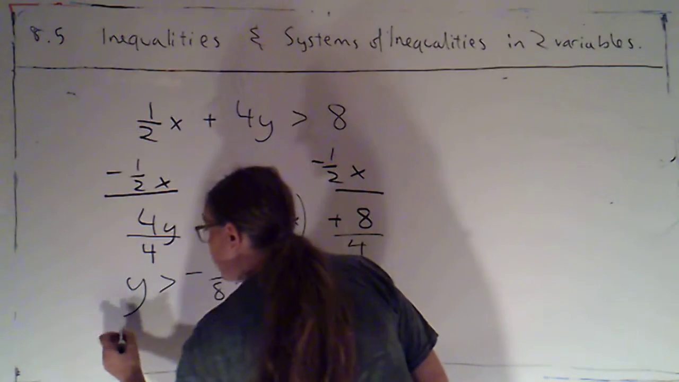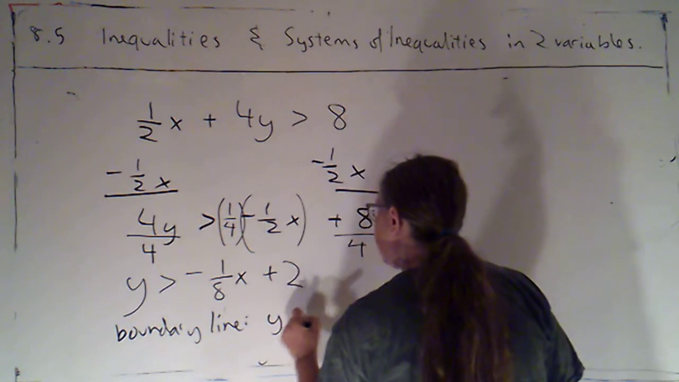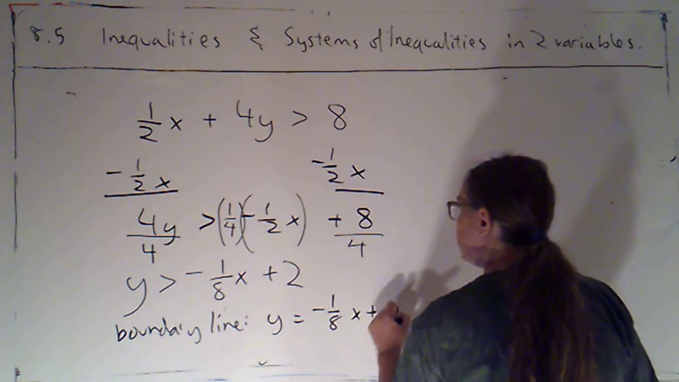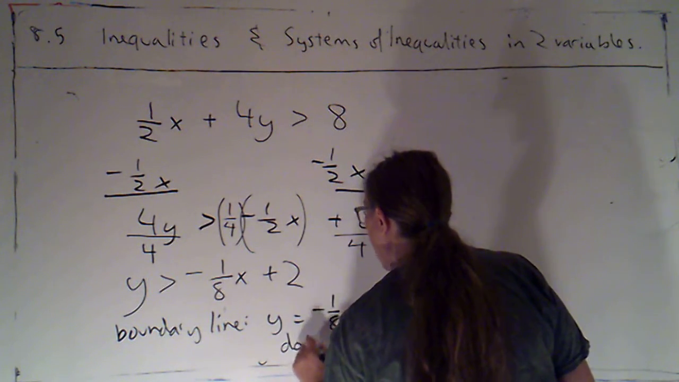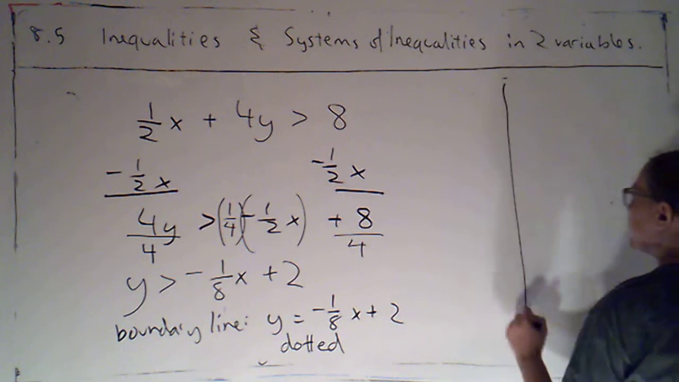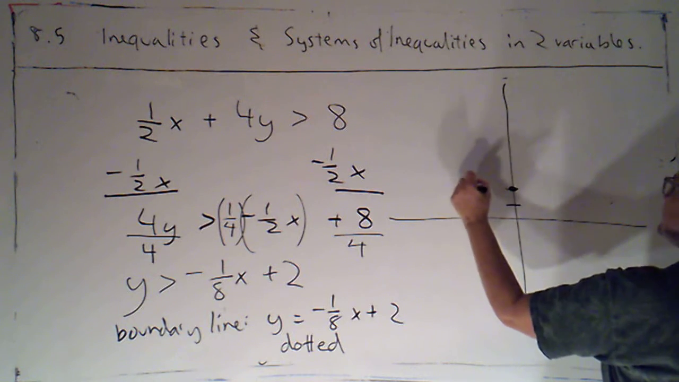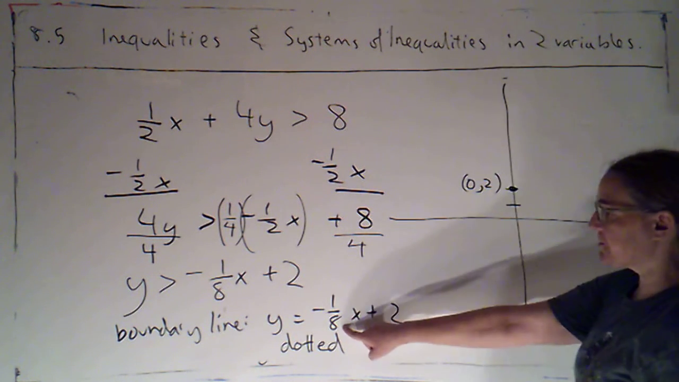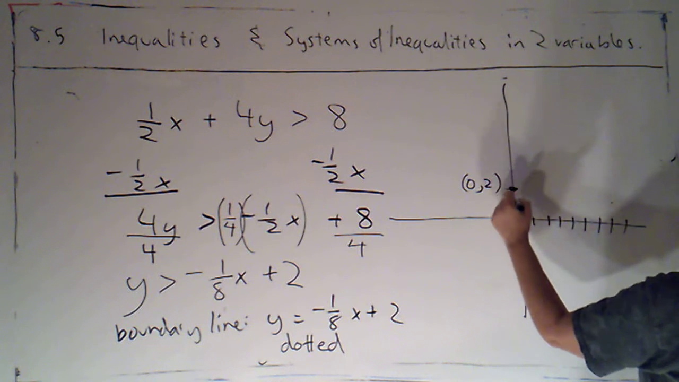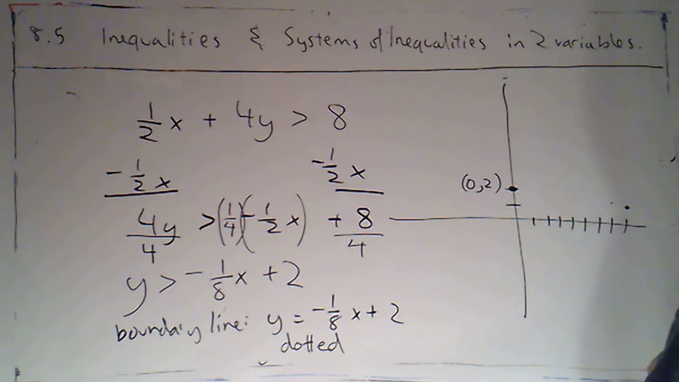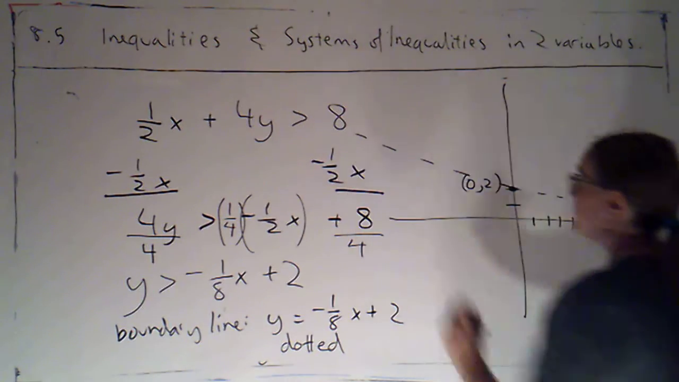Excellent. Our boundary line is y equals negative 1/8 x plus 2. That's a strict inequality, so it's going to be a dotted line. So we can come over here to graph this. Our y-intercept is 0, 2. Our slope is negative 1/8. So we can come down 1 over 8, and then we'll connect the dots with this dotted line.